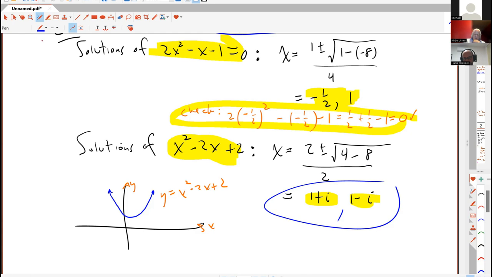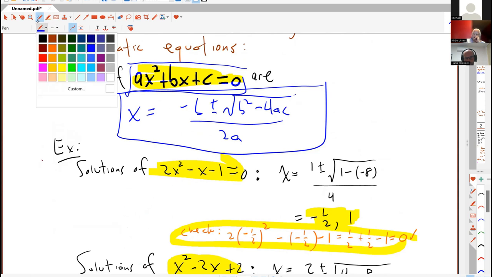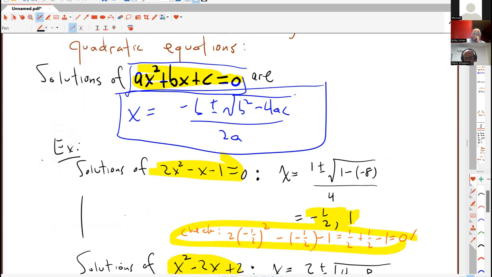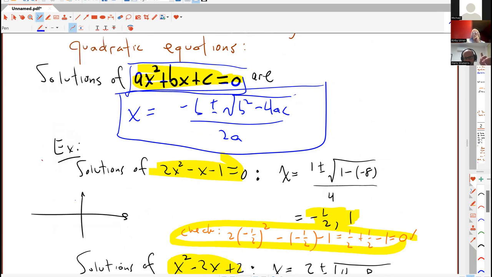Could you maybe just draw the case where it does have two solutions, negative 1/2 and 1? Yeah. So it'd be this one right here. And this is an upward facing parabola. So, very roughly, the graph of this is going to have x-intercepts at those, so negative 1/2 and 1, so it's going to go kind of like this.